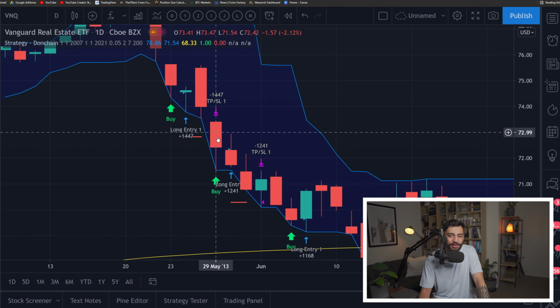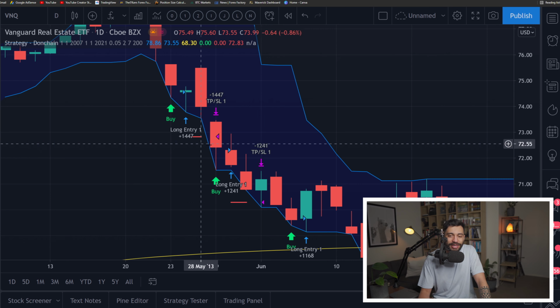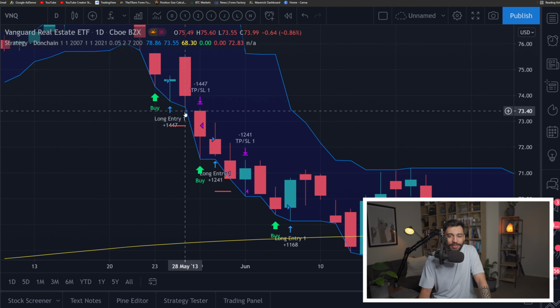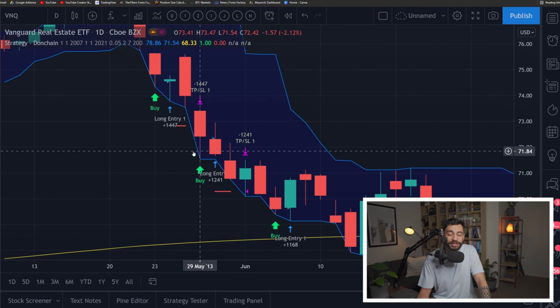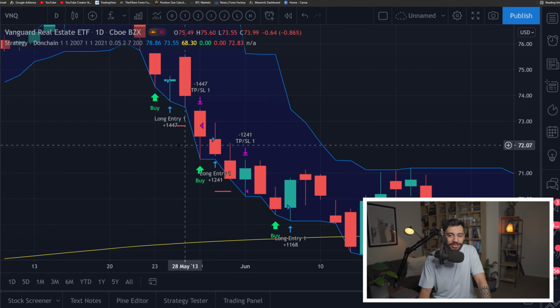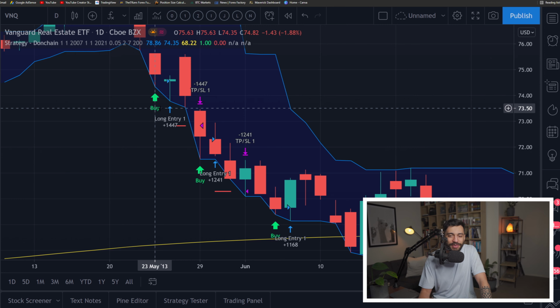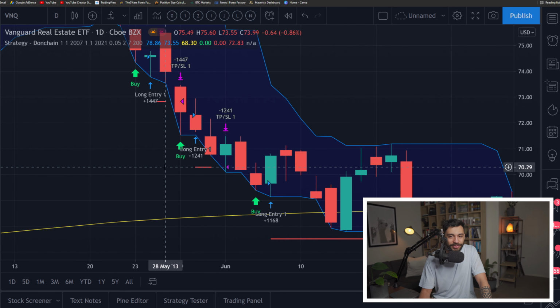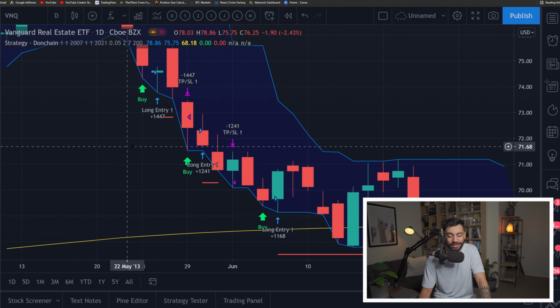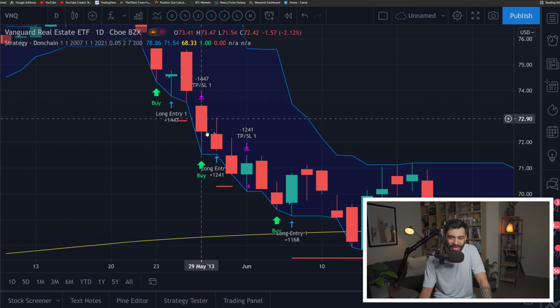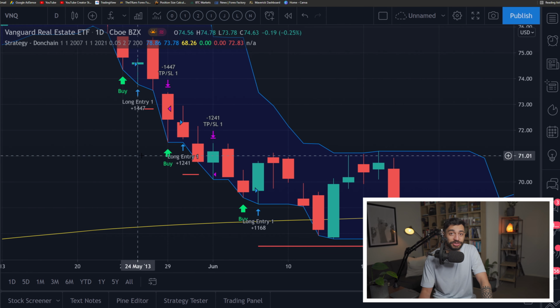We are, of course, buying the breakout, or we are buying the close when it does close below the previous Donchian channel low here. Our trading strategy is actually working how it's meant to. However, it's not working the best because of this particular market regime. If the Donchian channel is making new lows, then we are in a downtrend, and it's a bigger downtrend than simply buying the dip and hoping for a mean reversion.